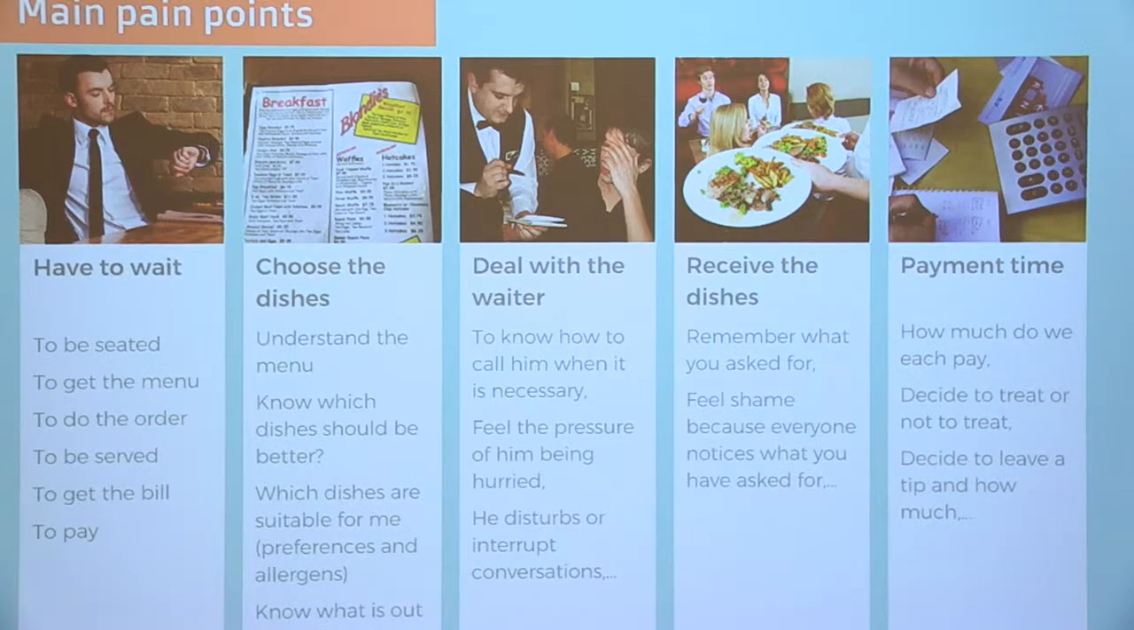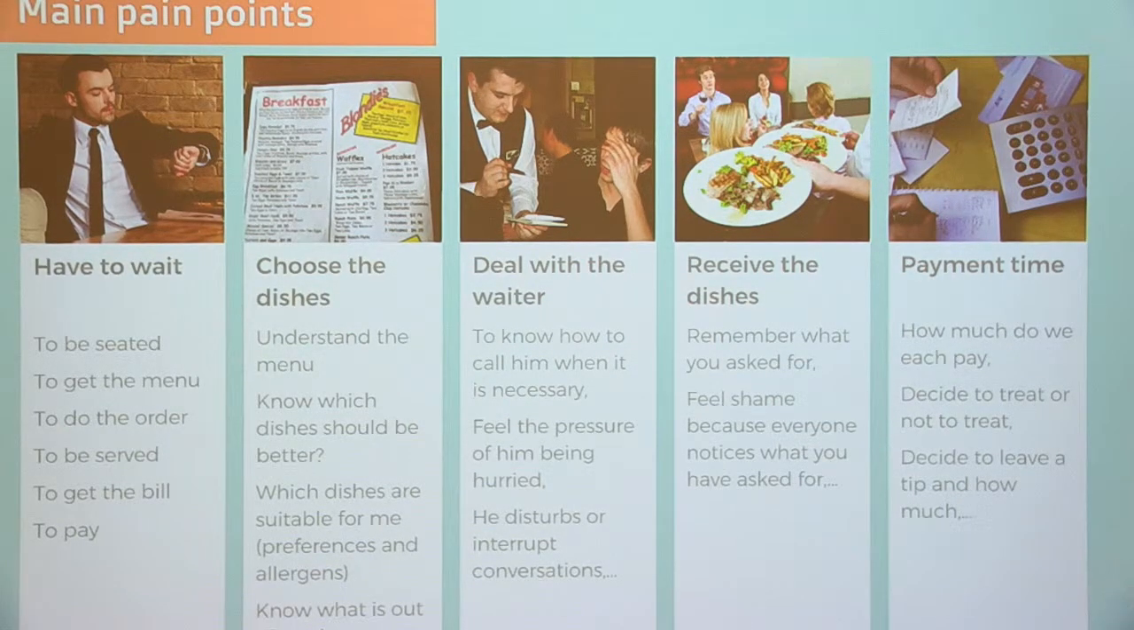After the research, I defined 5 main pain points. What are the tricky moments that can cause a bad user experience? The first one is having to wait at different moments of the process. I detected that sometimes people have a lot of difficulty choosing the dishes. Some problems dealing with the waiter also, like how to call him when you need him. Sometimes they are in a hurry and they interrupt your conversations, etc. Receiving the dishes and the payment time.